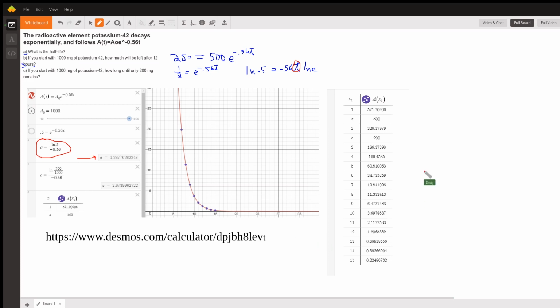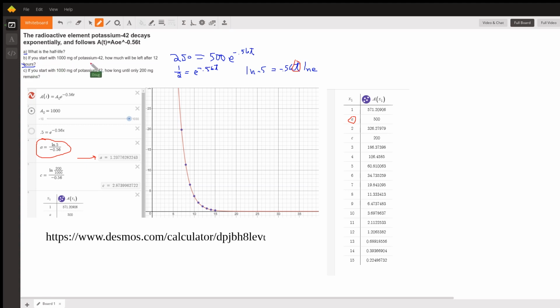potassium-42. And I have a table over here where I put various x sub 1 values in the table and calculated the a of x sub 1 corresponding values. And you can see that when a is put into this table, which is this 1.2377, that I get a value of 500, which is half of what we started with for parts B and C.